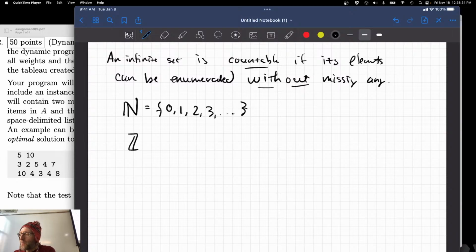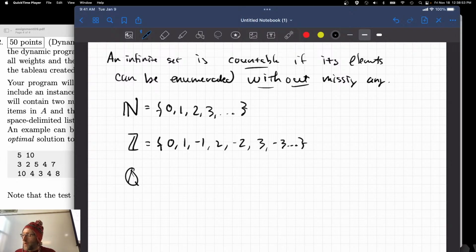I can do the same thing with Z. Now, I can't write it two-way infinite. That would not be a list. I have to start somewhere and go only one way. That's easy: 0, 1, negative 1, 2, negative 2, 3, negative 3, ... So I'm not going to miss any of those guys.